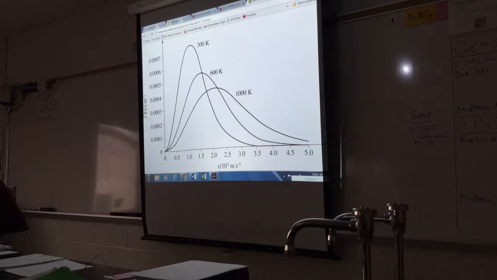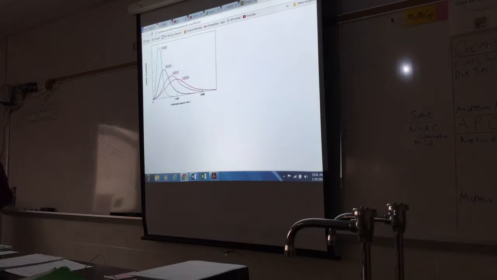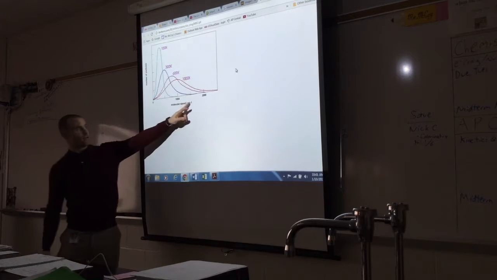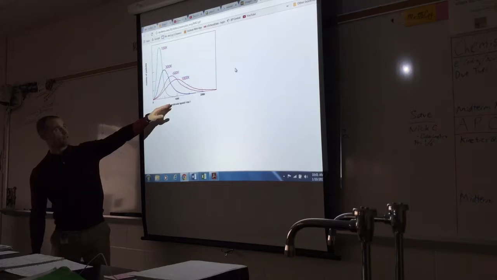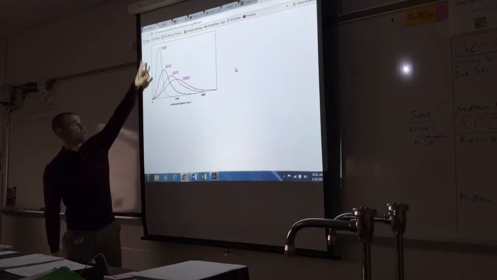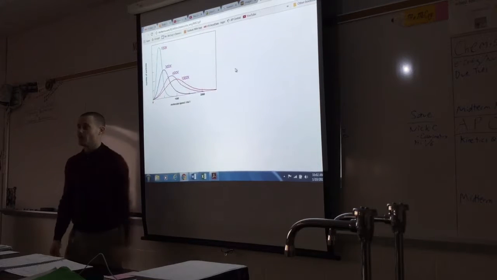Okay. This one is smaller, but I don't really want to zoom in because it screws up my whole thing here. This is molecular speed. This is number of particles. Number of particles on the Y, molecular speed on the X. Why would 100K be such a sharp peak? 1,000 starts to flatten out.